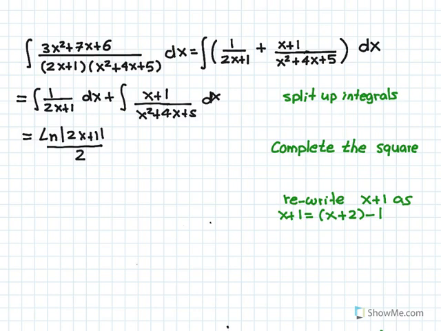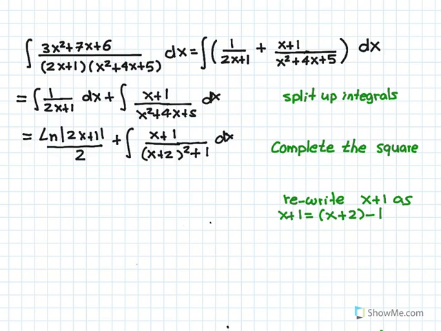And this is just applying u substitution, let u equals 2x plus 1, du is 2 dx. For the integral on the right, we have the integral of x plus 1 divided by x squared plus 4x plus 5. We're going to have to complete the square in the bottom. If we do that, we're going to get x plus 2 squared plus 1. We're going to talk more about how we complete the square on the last page.